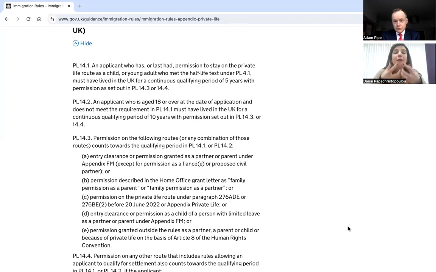So it's not whether they met the requirements under private life, it is whether the decision letter that they have on their previous leave says private life rules. And in our experience, many decision letters don't say private life rules, even if the applicant met the requirements under private life at the time of the previous application.